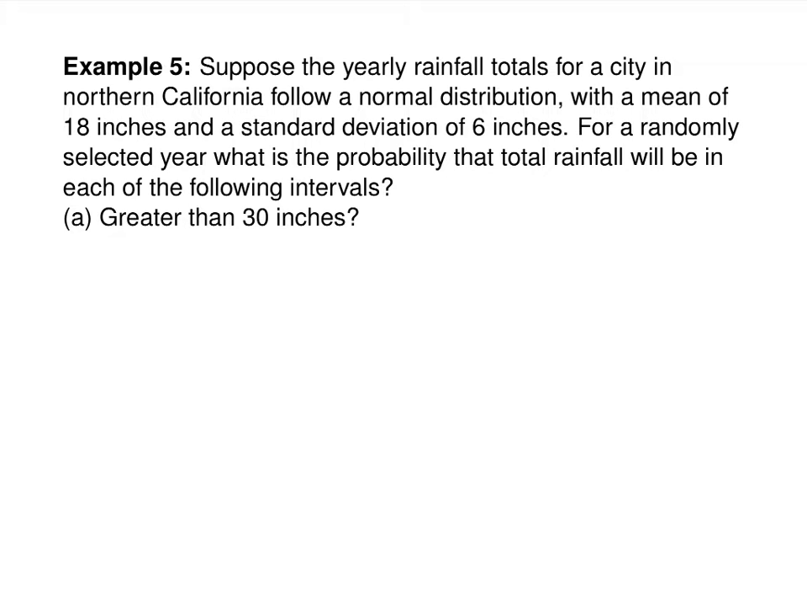Suppose the yearly rainfall totals for a city in Northern California follow a normal distribution with a mean of 18 inches and a standard deviation of 6. So for a randomly selected year, what's the chance that total rainfall will be in each of the following intervals? So greater than 30 inches. First translate that into a statement with a P in it. So P, and just give it a variable, X, greater than or equal to 30. Or equal to? It doesn't actually matter, right? So whatever with the equal to, I won't be picky about it because no one cares.